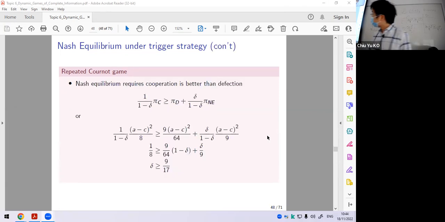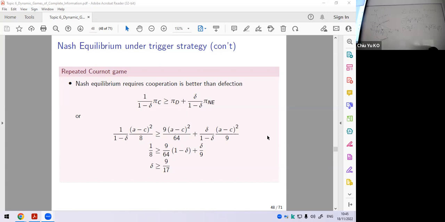Okay. And I'm not going to bother with the math. But this is just very simple algebra. You can easily check delta greater than some number. I think you guys have very good math, so you don't have to worry about that. And the main message I'm going to show is, as long as you're patient enough, you can support this outcome. Is that okay? This is very simple. It's nothing new. This is the easier thing.